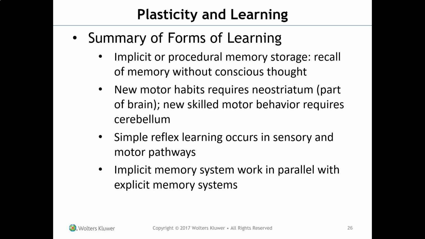So, a summary of forms of learning: implicit or procedural memory storage, recall of memory without conscious thought. A new motor habit requires the neostriatum, part of the brain. New skilled motor behavior requires the cerebellum. Simple reflex learning occurs in sensory and motor pathways, and the implicit memory system works in parallel with explicit memory systems, so the conscious and the unconscious.